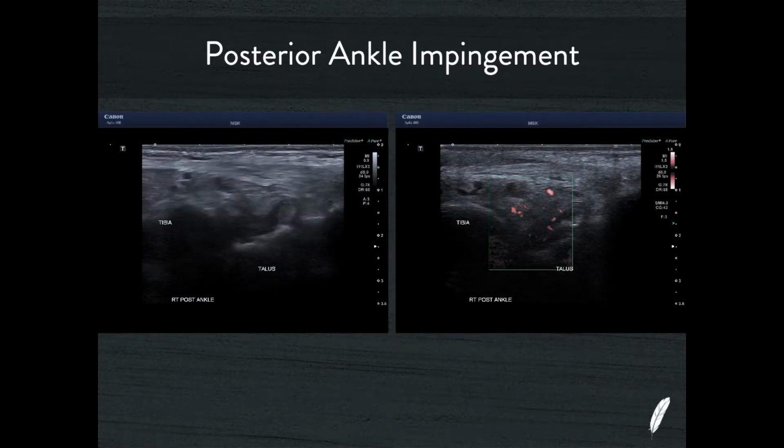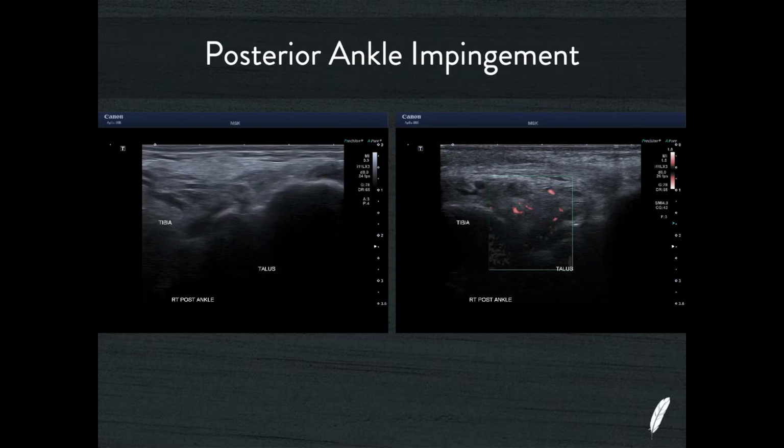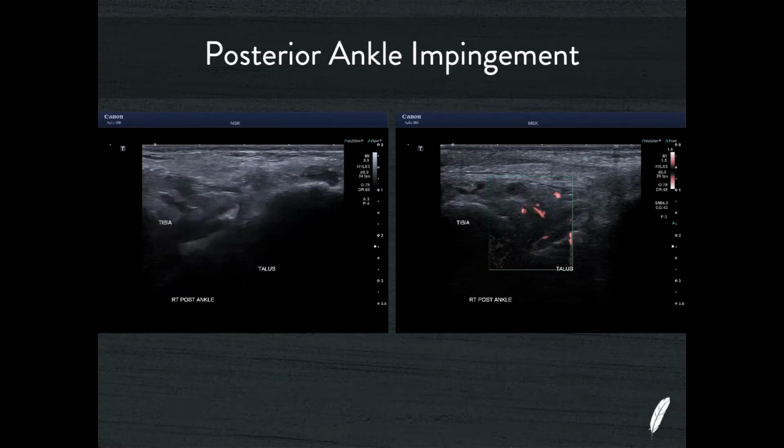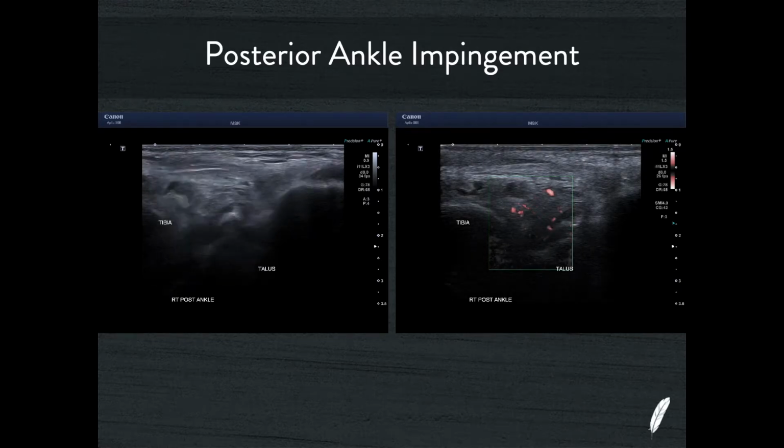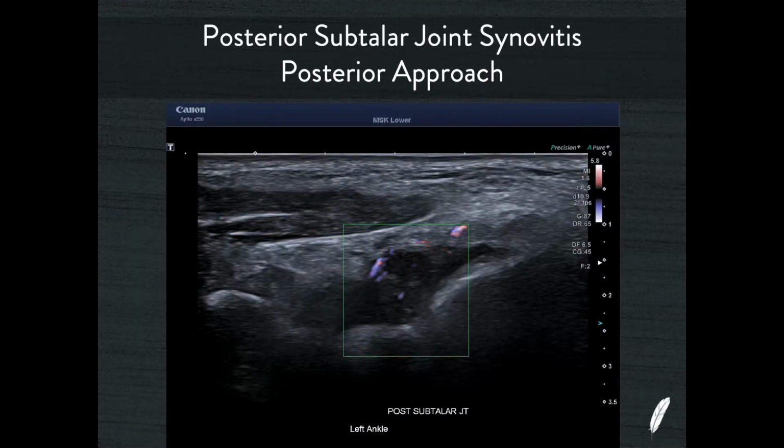So more examples, and you can see how you can use the dynamics, and you can see the thick capsule, and then you use the Doppler to see the synovitis. And this is really a nodular synovitic change that you get in the posterior ankle joint.